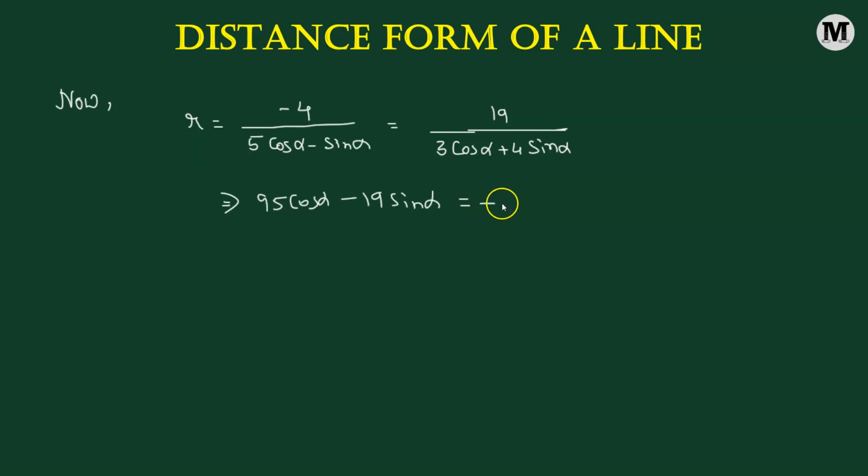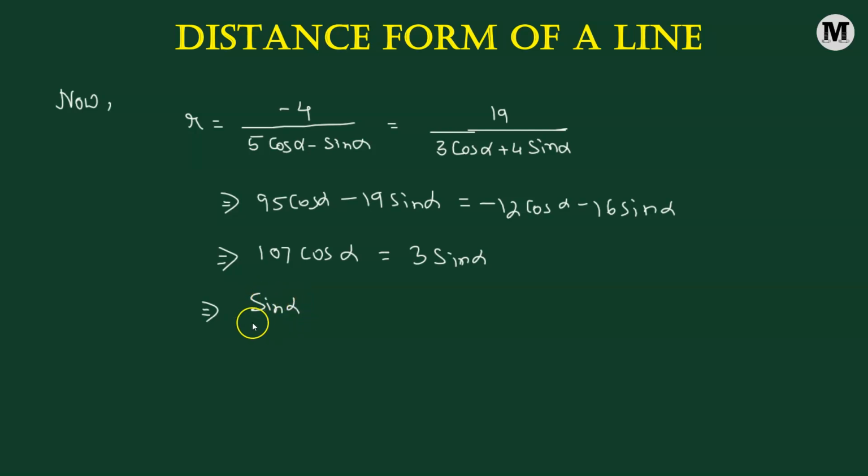This is going to be equal to negative 12 cosine of angle alpha minus 16 sine of angle alpha, which is going to be equal to, so we have 107 cosine of angle alpha equal to 3 times sine of angle alpha. So what we have now is, if we take sine alpha over cosine of angle alpha, that comes out to be equal to 107 divided by 3. Okay, so this is nothing but the ratio of sine to cosine, that is the tangent function. So we have tangent of alpha equals 107 over 3. Okay, we are almost there.